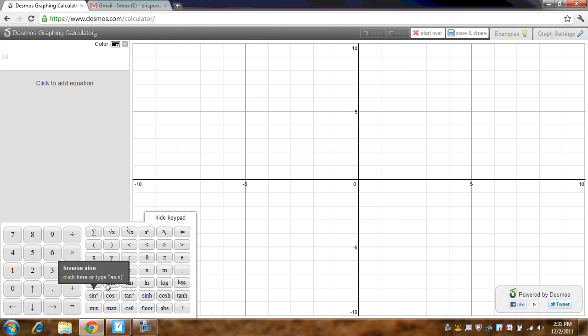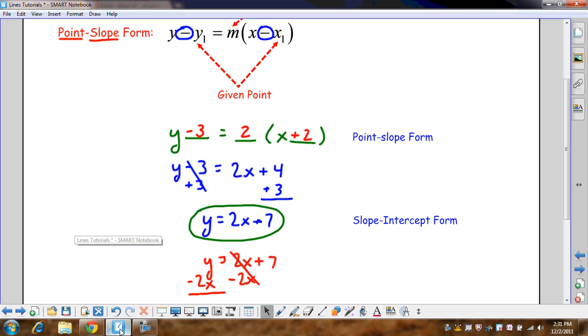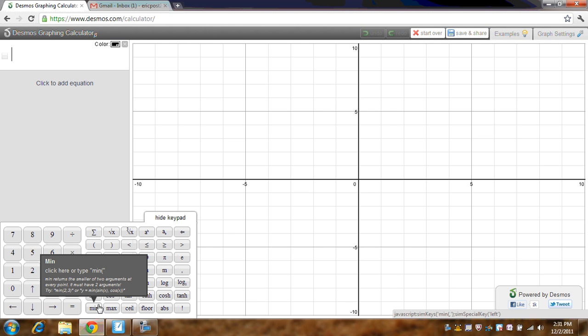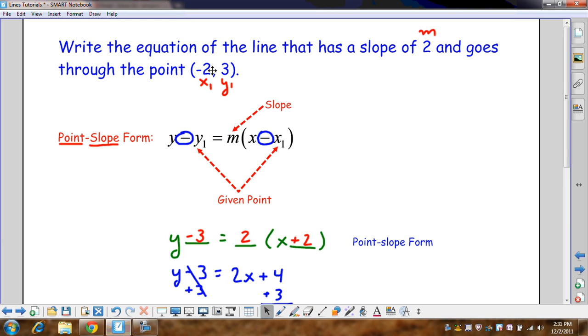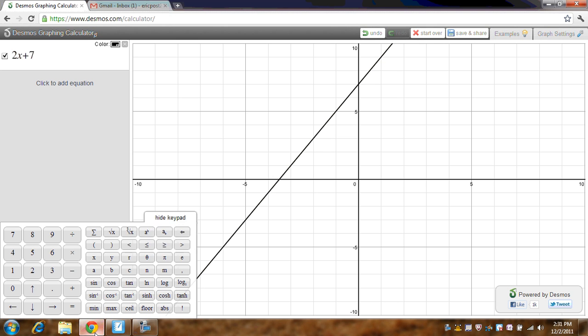Okay, so to review, anytime you're given the slope and a point, you want to start in point-slope form, and if you need to, you are then going to convert to slope-intercept form, and if you need to go further, you're going to convert to standard form. It all depends on what form you're being asked for. But regardless, you must start with point-slope form.